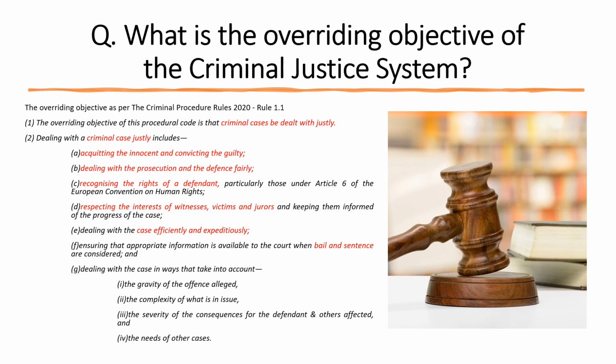Question: what is the overriding objective of the criminal justice system? Now, you don't need to know the detail of this, but these are the themes that run through the criminal practice course. The overriding objective, as per the Criminal Procedure Rules 2020 Rule 1.1, is 1. The overriding objective of the procedural code is that criminal cases be dealt with justly. 2. Dealing with a criminal case justly includes A.